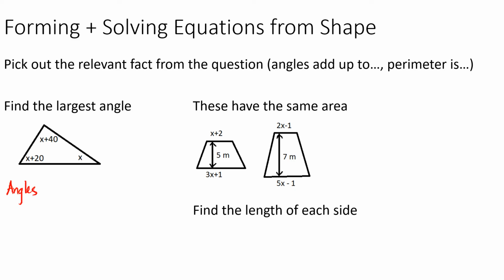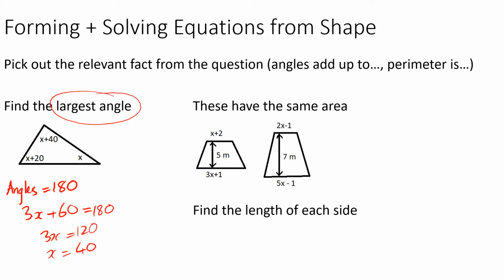Cool. So your angles again add up to 180 in a triangle. That's 3x plus 60 is 180. Take away the 60, divide by 3, and then find the largest angle. So this is an 80, a 40, a 60. The largest is just equal to 80. These are the same area.